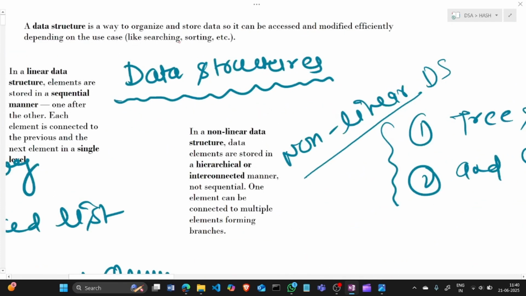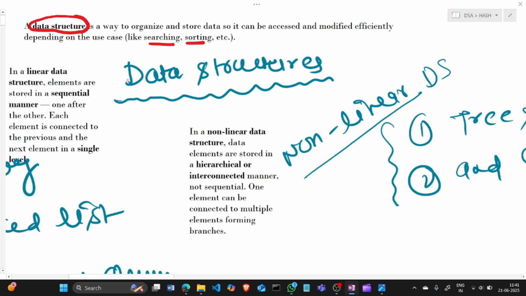So first we will continue with data structure. What is data structure? Data structure is a way of organizing and storing the data in an efficient way, so the searching and sorting operations become easy. So data structure means we are storing the data in such an organization that searching, sorting, deletion, insertion, etc., all the operations become very easy, and memory efficiency will improve.